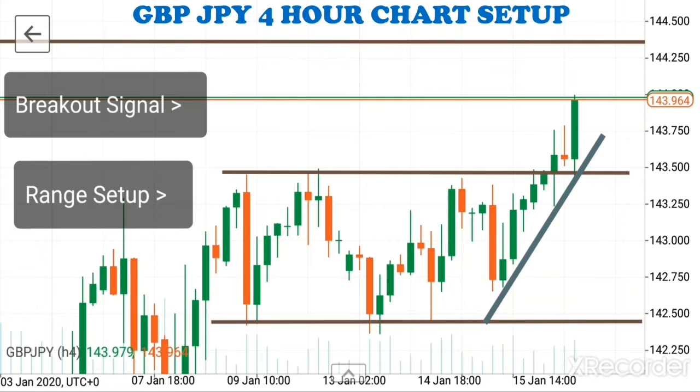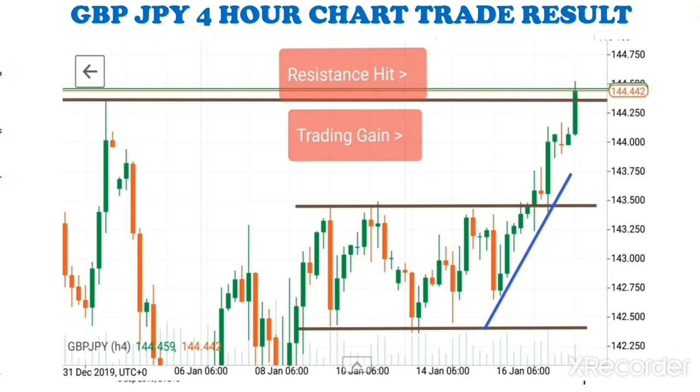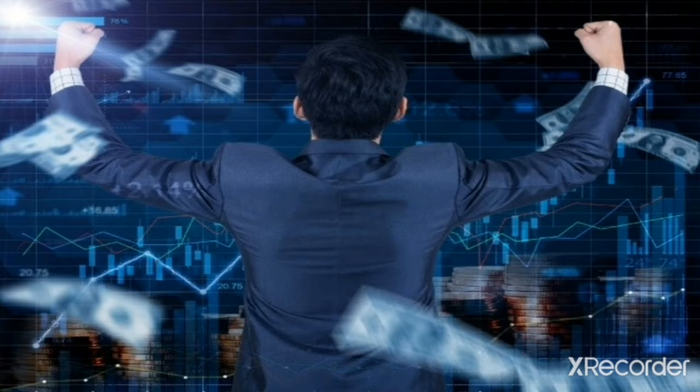identifying, first of all, the range consolidation setups that are formed in the currency market, the breakout signals that are provided when the market finally starts to break out either above resistance or below support, as well as the entry techniques and the placement of your stop loss and your trading targets so that you're able to stay in the trade and withstand temporary pullbacks and maximize on the trading gains provided by these breakouts ahead of sharp reversals so that you can remain profitable every time you trade these major consolidation breakouts.